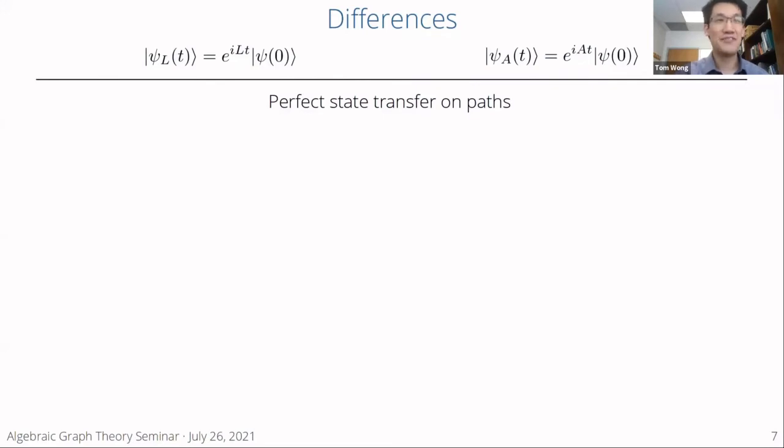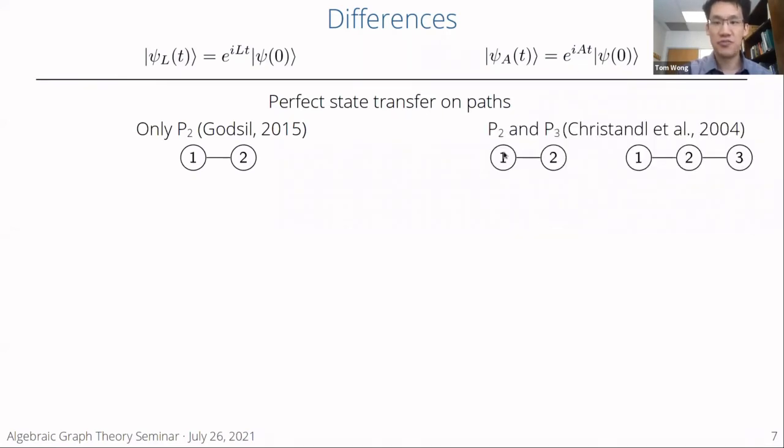And specifically, if you look at paths, if you evolve using this Laplacian quantum walk, you only get perfect state transfer on the path of length 2. So if you start at vertex 1, you get perfect state transfer to the other side if it's length 2. If it's any longer than that, you don't get perfect state transfer from end to end. Whereas if you do a quantum walk with the adjacency matrix, you can actually get perfect state transfer for both P2 and P3, and then on nothing longer than that.